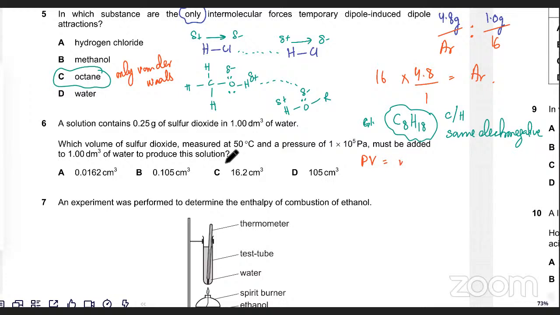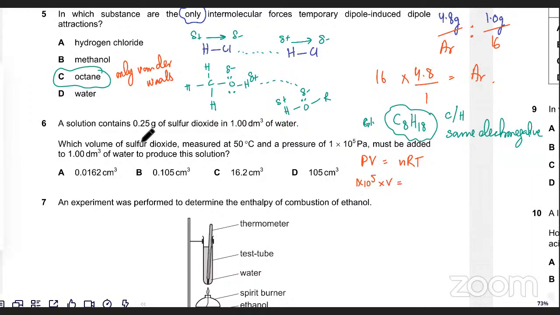because remember sulfur dioxide is a gas. So what volume of sulfur dioxide must be added to 1 dm cube of water to produce this solution? Sulfur dioxide is a very soluble gas, so you're adding this gas to water. Now the pressure is given. The pressure is 1 times 10 power 5. So that is with you. The volume is not known. That is what we are looking for.